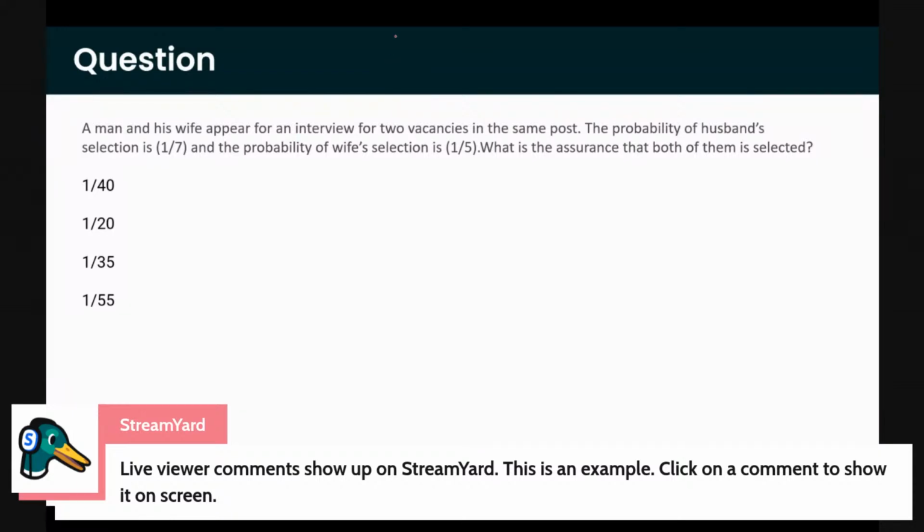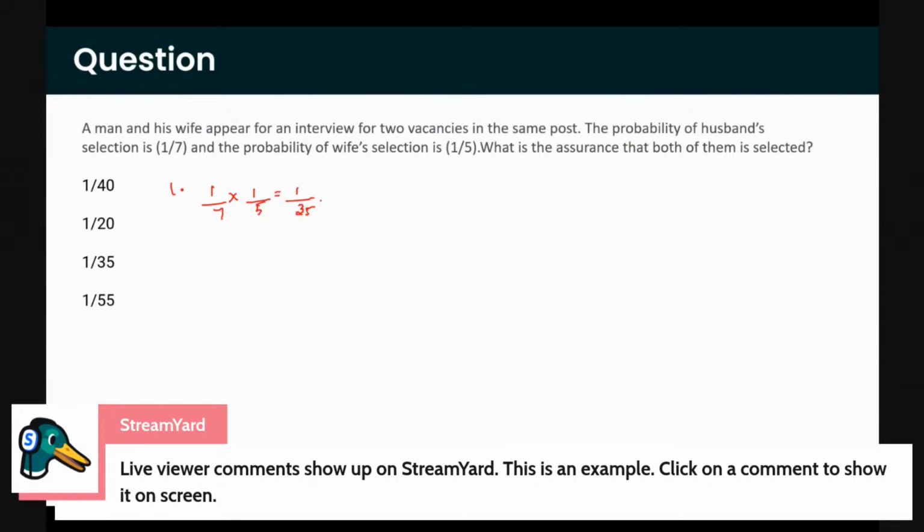So from the given data, what can I write to find the probability that both the husband and wife are selected? Just a simple one line answer. We multiply the probabilities of each of them being selected, assuming their selections are independent events. The probability of husband being selected is 1 by 7, multiplied by the probability of wife being selected, 1 by 5, which equals 1 by 35.